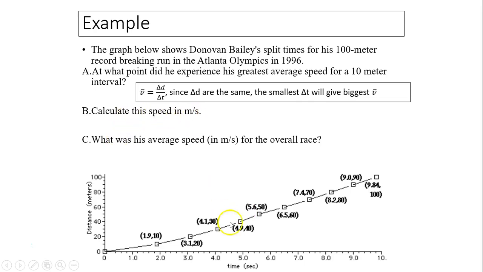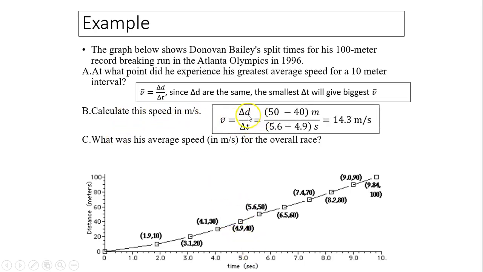Calculate this speed in meters per second. Speed is distance divided by time. Distance in this interval is 50 minus 40 meters, so 10 meters is the distance, and the time interval is 0.7 seconds. So the answer is 14.3 meters per second. That is the average speed only in this interval. If I change the time interval, instead of 0.7 seconds, to 0.1 seconds or 0.01 seconds, that's closer to instantaneous velocity at that time.